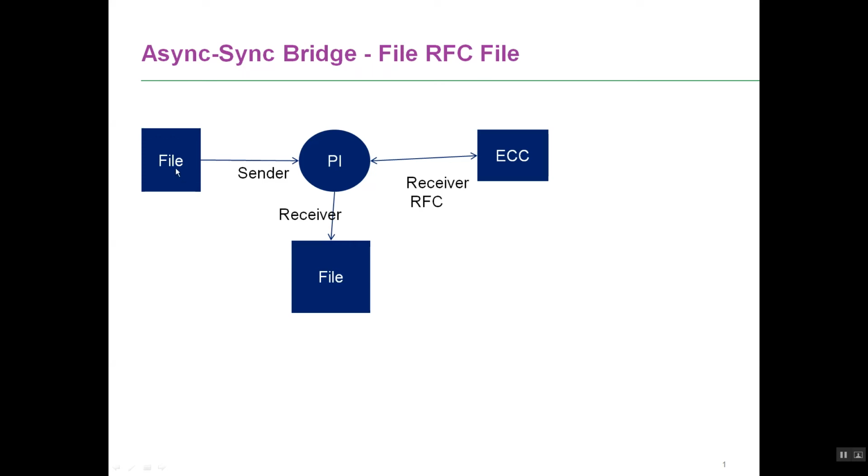There's a sending file system that sends a file to PI. PI makes an RFC call to an ECC system. The sending system is asynchronous, the receiving system is synchronous, and the response that comes back needs to be put back into another file using a receiver file adapter. So one end of this flow is asynchronous wherever we are dealing with files. Remember, files are always asynchronous, whereas the other end of the system is synchronous because you're dealing with ECC where you're making a request and you're getting a response back.